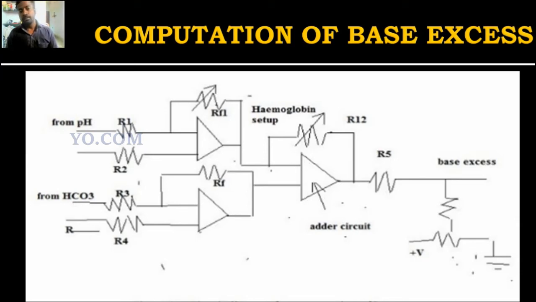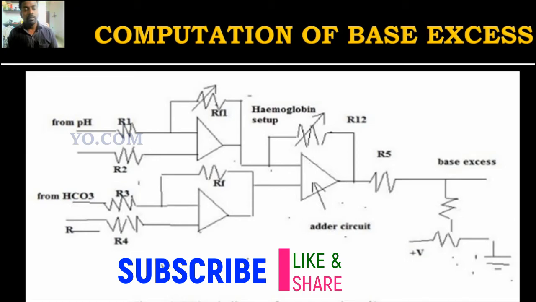Next, computation of base excess. See, this is another diagram. Here also the inputs are the pH and HCO3. These two inputs are received from different circuits and given as input to the base excess circuit. This circuit has a differential amplifier. Here R is present and the pH value is given. Similarly here HCO3 is present, and here the R value is present.